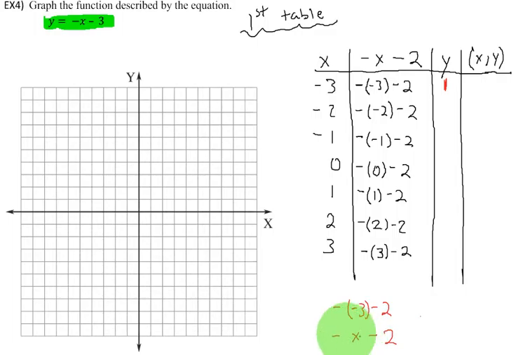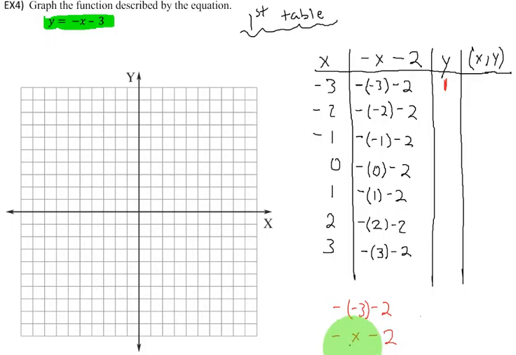Well, in previous videos, we've discussed the identity property of multiplication. It states that if you multiply a number by 1, you get the identity of that number. So if I multiply 1 times 1, I get 1. If I multiply 1 times 2, I get 2. If I multiply 1 times 3, I get 3.